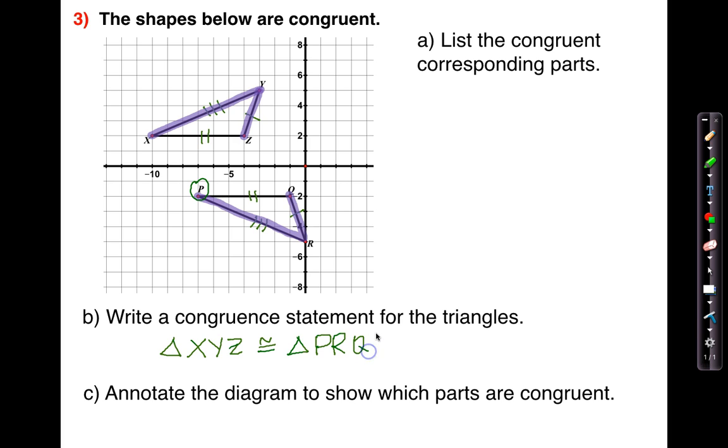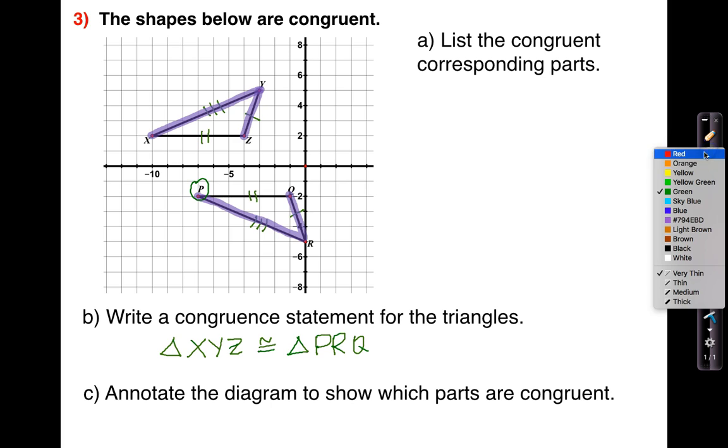PRQ. Now, please remember there are multiple ways of writing a congruent statement because the order of the letters in this case doesn't matter. I could have started with Y or Z, as long as the corresponding points are listed in the correct order to match up, then it's totally fine. But using this one, I can go ahead and list my congruent corresponding parts.